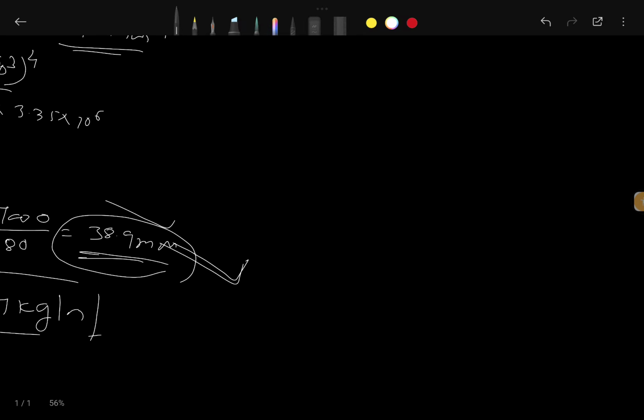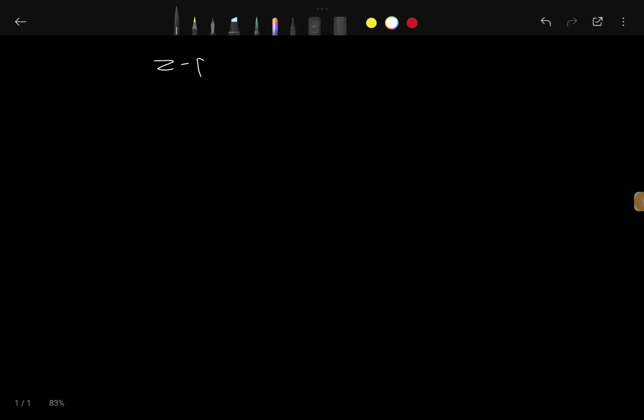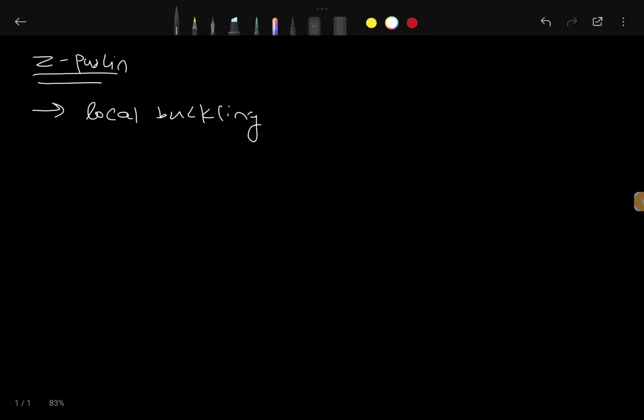Now let's see Z Purlin. Okay, Z Purlin. If you see this Z Purlin, this is a cold-formed section, thin wall and subjected to local buckling. Just like SHS section has higher capacity of biaxial bending, this cold-formed section has thin wall and can have local buckling. Their design is more complex.